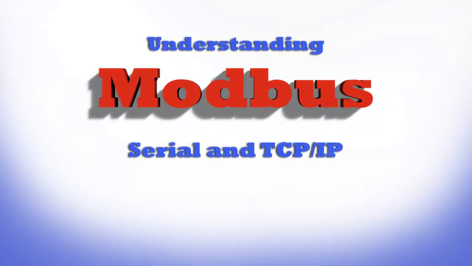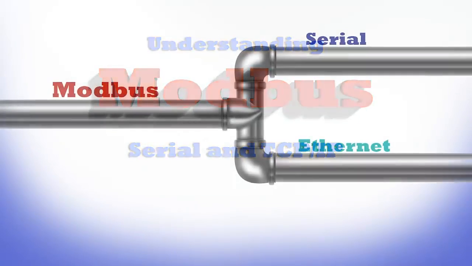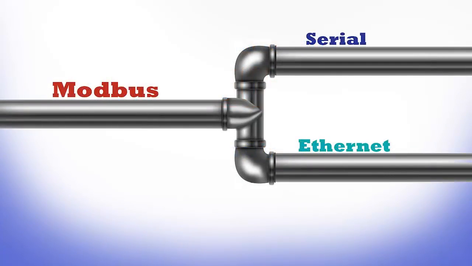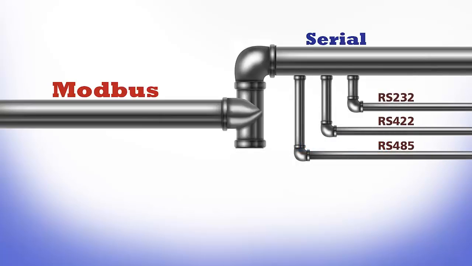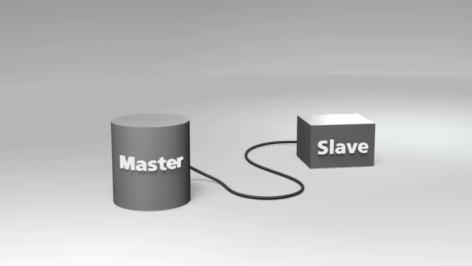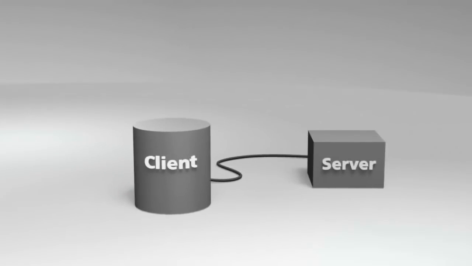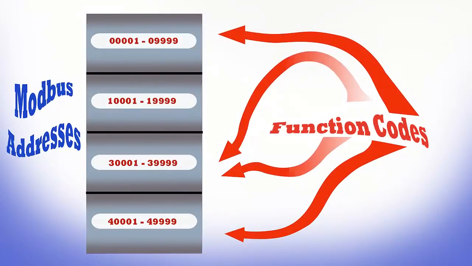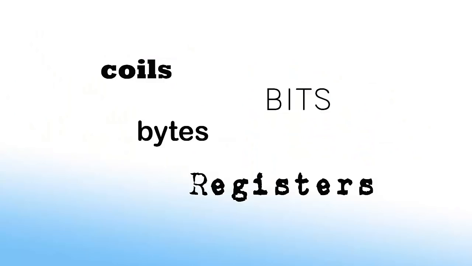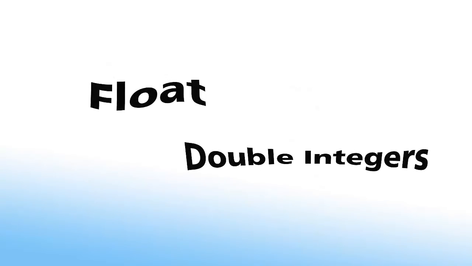of the Modbus protocol with special emphasis for Rockwell Automation users. We'll be covering some of the broad differences between Modbus over serial and over Ethernet. We'll also discuss the different wiring standards for serial communications. Next, we'll cover the dynamics of Modbus as a master and slave network over serial and as a client and server over Ethernet. We'll delve into Modbus data addressing and the associated function codes, and break down coils, bits, bytes, and registers. We'll also talk about float and double integer values and how they're handled by Modbus.